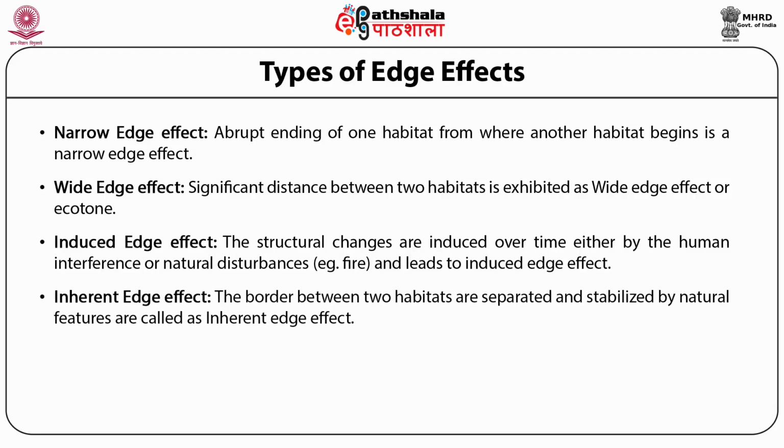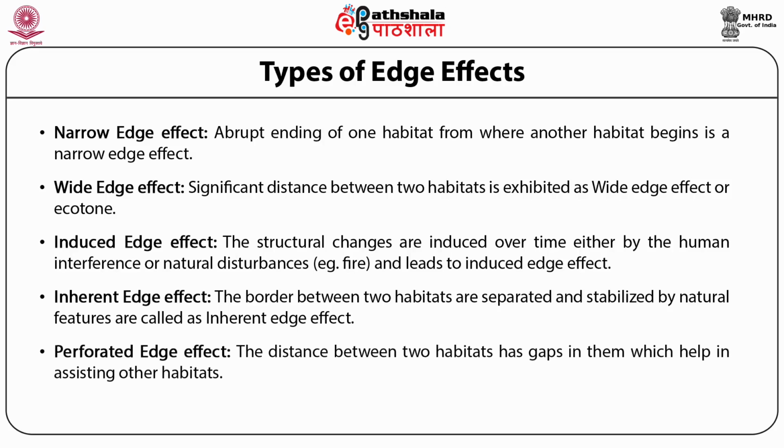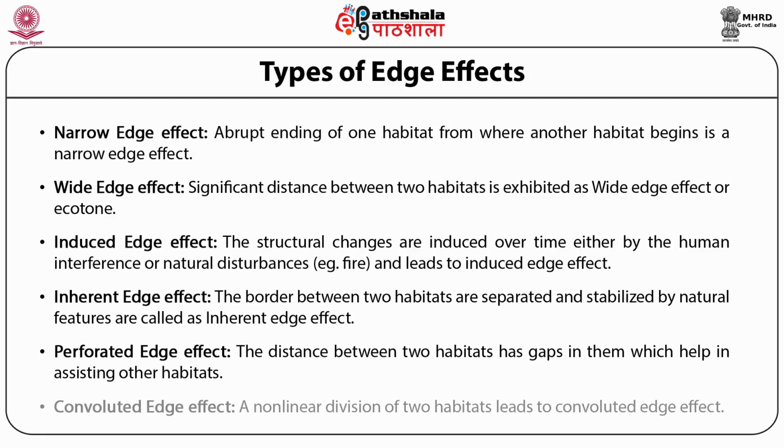Inherent edge effect: the border between two habitats, separated and stabilized by natural features, is called an inherent edge effect. Perforate edge effect: the distance between two habitats has gaps in it, which help in assisting other habitats. Convoluted edge effect: a non-linear division of two habitats leads to a convoluted edge effect.